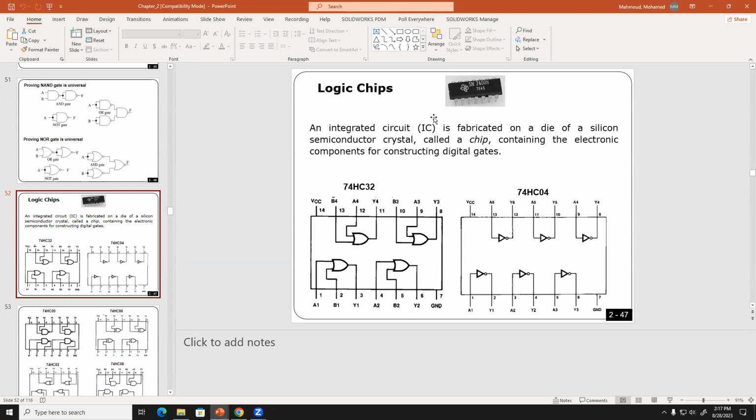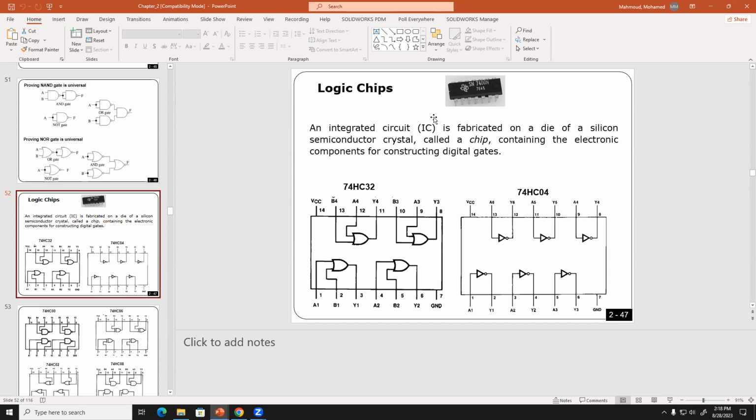This chip has how many inverters? It has 1, 2, 3, 4, 5, 6 inverters. If this is the input, this is the output. This is the input, the output. They are separate, so you have 6. You may not need all of them because you might just use 1.